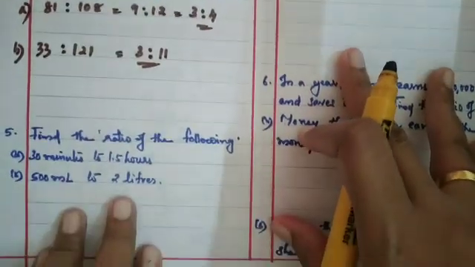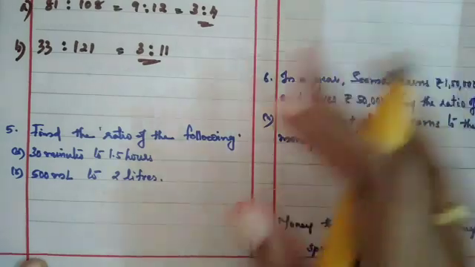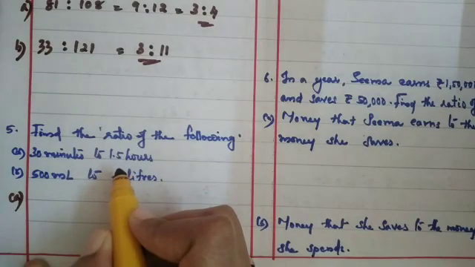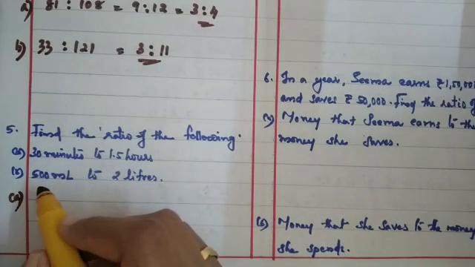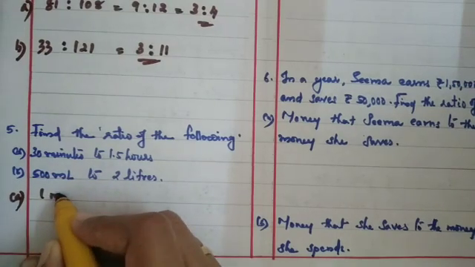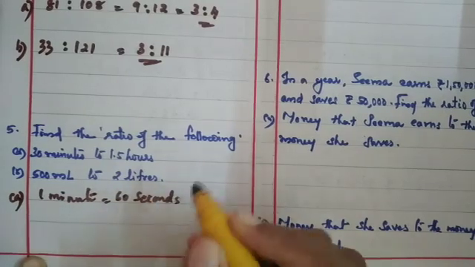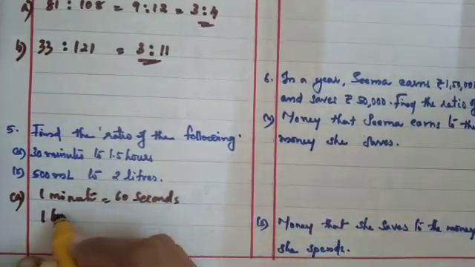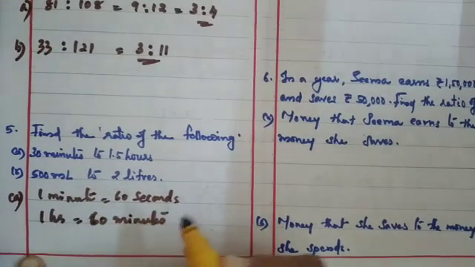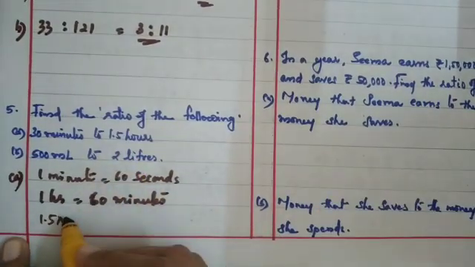Then next question. Find the ratio of the following. First A question. 30 minutes to 1.5 hours. Here one is in minutes and another is in hours. You have to change it into the same unit. Here 30 minutes is there. 1 minute equals 60 seconds and 1 hour equals 60 minutes. So you have to change it into minutes. 1.5 hours change it into minutes.